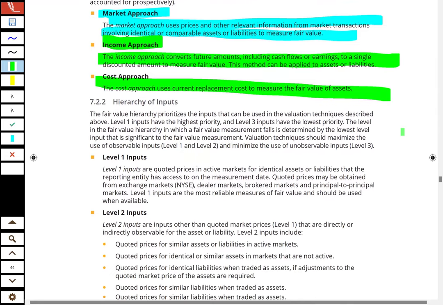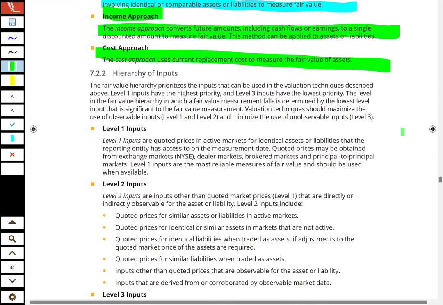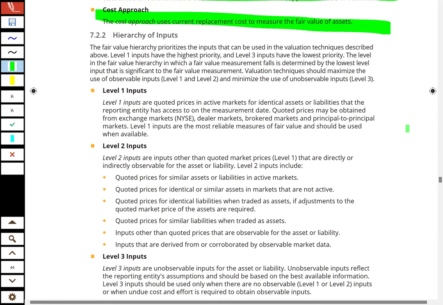What I want you to flashcard here is the inputs. We have a hierarchy of inputs. We have level one inputs, level two inputs, level three inputs. So let's just think about this. Let's say you have a stock and you're trying to figure out, well, what's the fair value of that stock, because you're going to report that stock at fair value. Level one inputs are quoted prices in active markets for identical assets or liabilities that the reporting entity has access to on the measurement date. Flashcard that. If I hold Apple stock and Apple stock is actually traded, I've got a level one input.